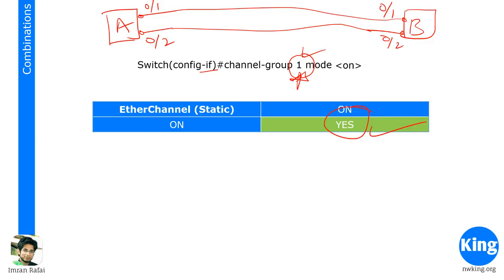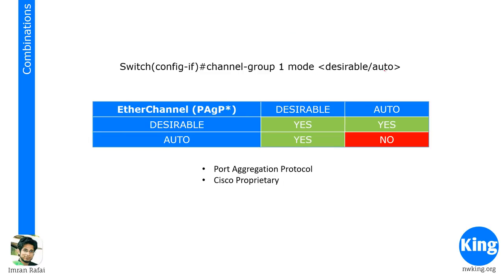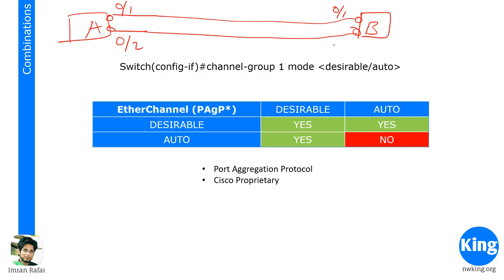The next thing that we will look at is PAGP, right? PAGP, like I said, is a proprietary Cisco protocol. It is port aggregation protocol. So now let's assume the same case. We have a switch here. We have two ports, 0/1, 0/2. We have another switch here, two ports, 0/1 and 0/2.